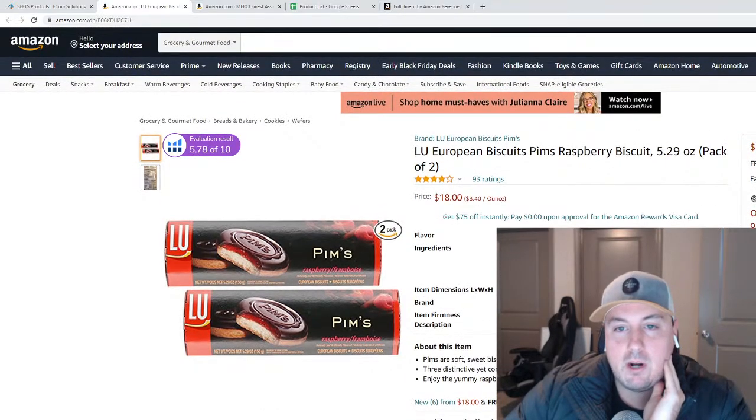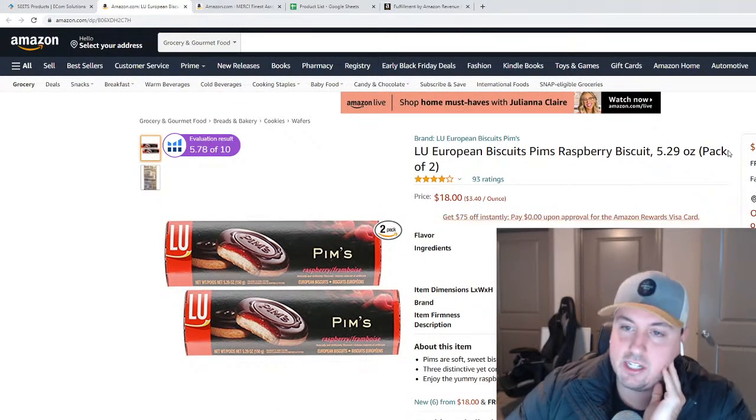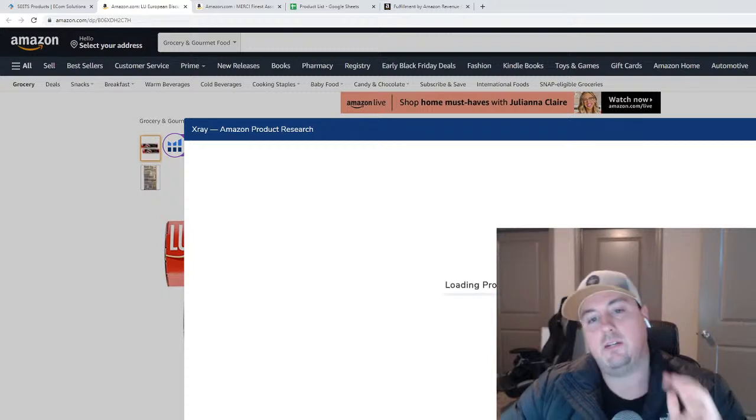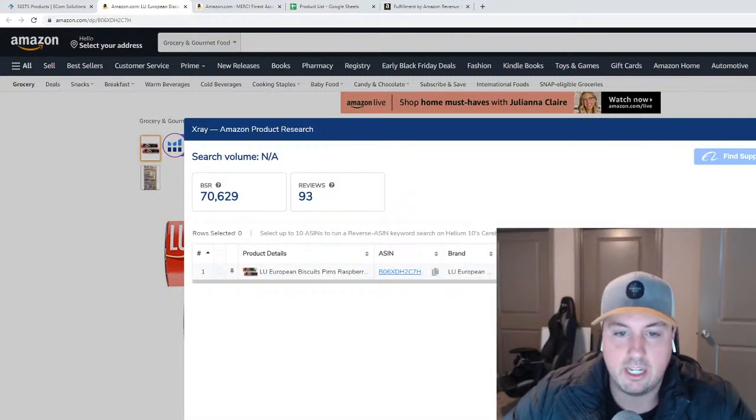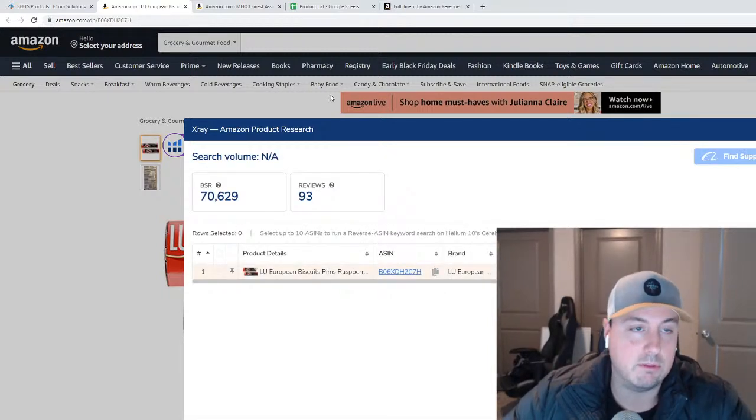European biscuits, Pim's raspberry biscuit. All right, it's not a variation listing. That's a good sign. There is a buy box. It's not suppressed. That's a good sign. So what I'm going to do now is see how many times this sells a month using Helium 10. Wow, it sells 73 times a month.